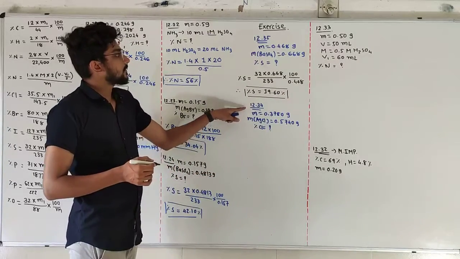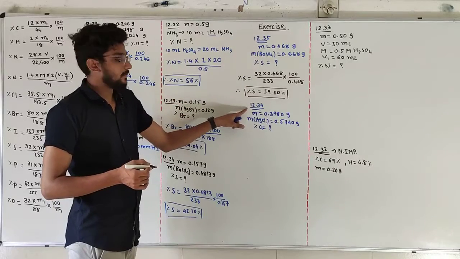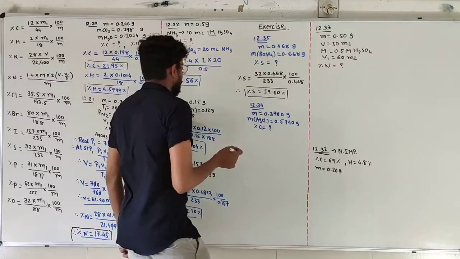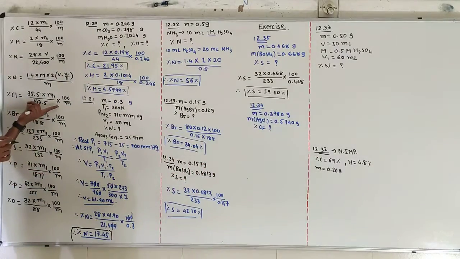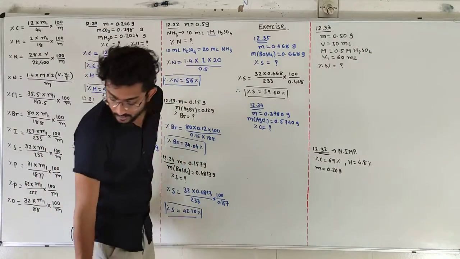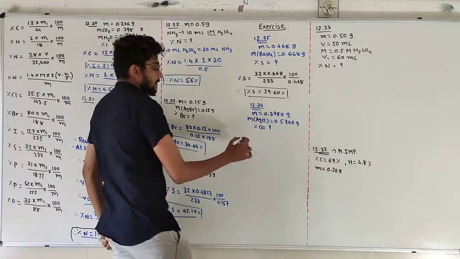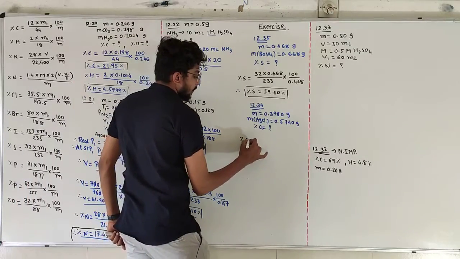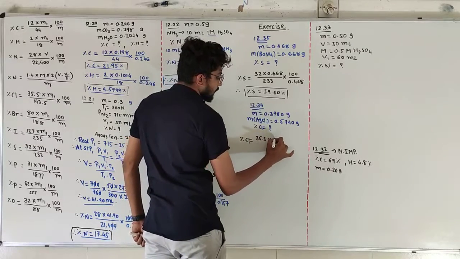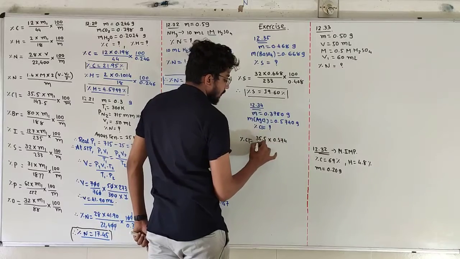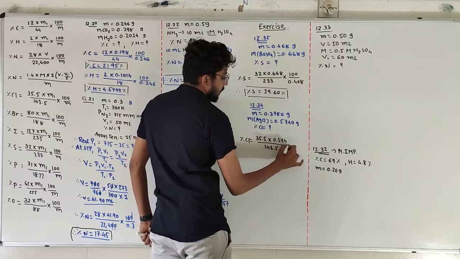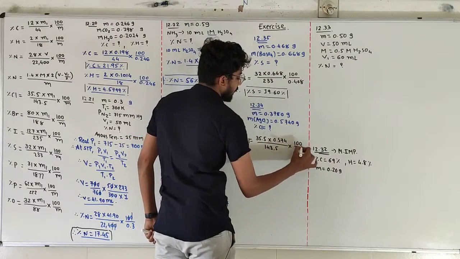The previous sum, then the 34th sum in the exercise, where we have to calculate the percentage of chlorine using the Carius method. Simply use the formula of chlorine. So percentage of chlorine will be equal to 35.5 into 0.574 divided by 143.5, into 100 divided by M.